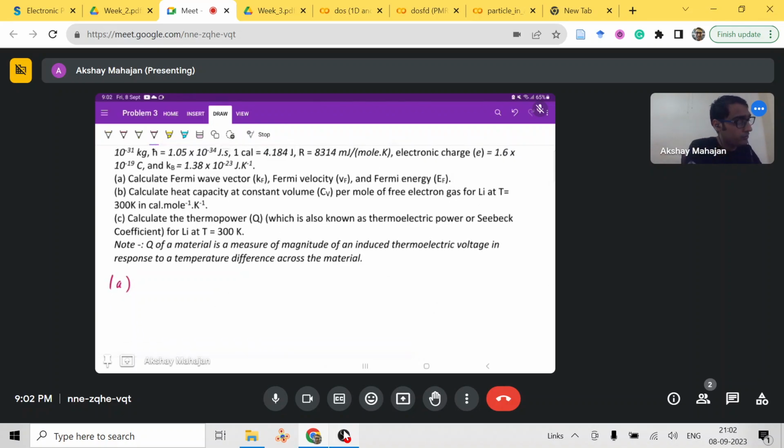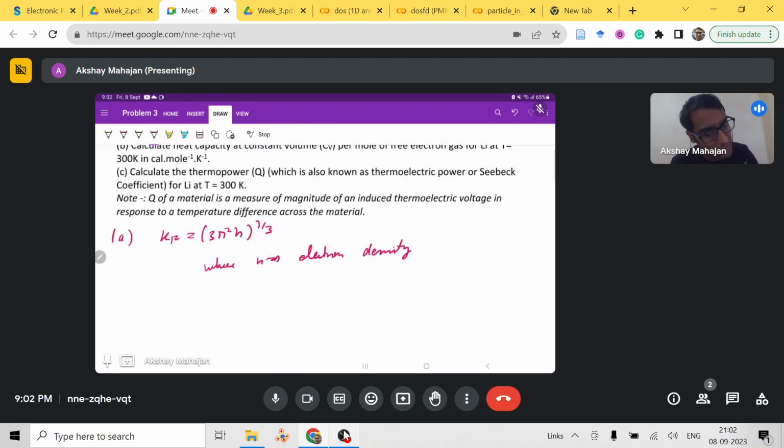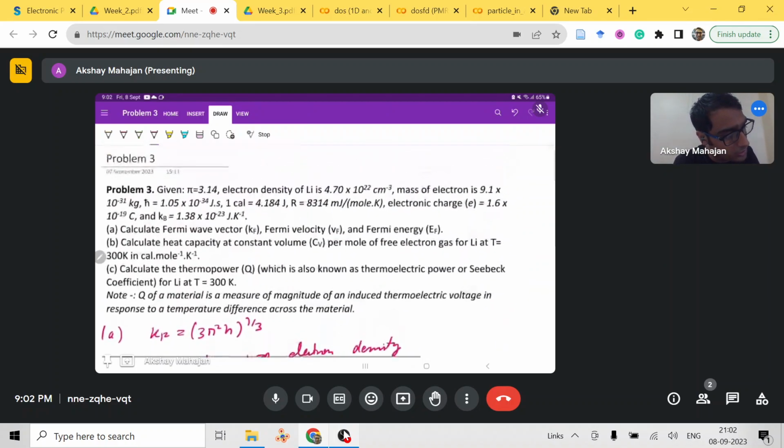So these problems are just putting in the values. kF will be given by (3 pi square n) to the power 1 by 3, and then you just have to put the values, where n is the electron density. This is from the 3-dimensional case. So just put in all the values: 3 times 3.14 whole square times n, which is 4.7 into 10 to the power 22.